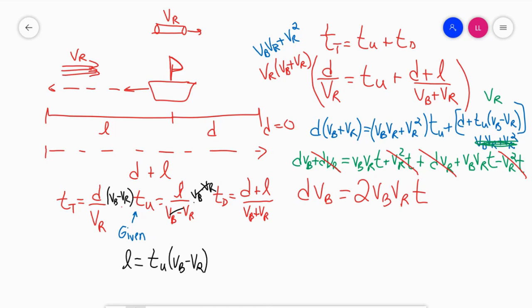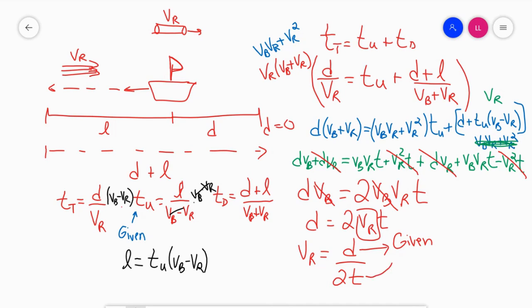Now look what happens. The terms cancel, so I have d equals 2 times VR T, and we're solving for VR. So VR equals d divided by 2T. This d is what's given in the problem, and the same with that T. So here's how you find the speed of the river, based on whatever your numbers are. Again, remember, the quest changes the numbers.